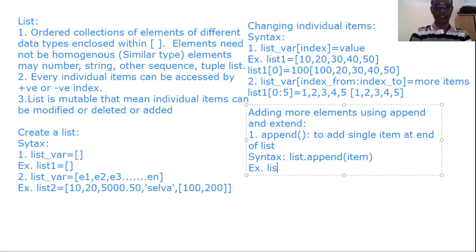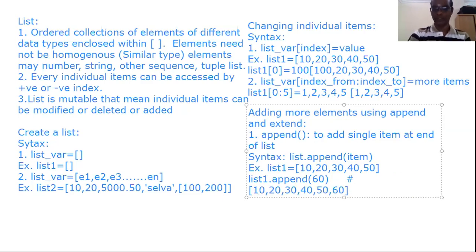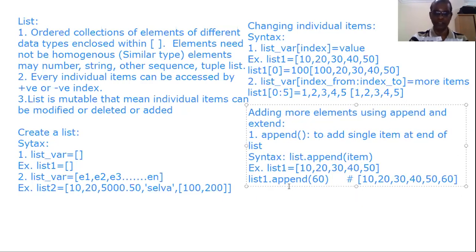Example: list1 is 10, 20, 30, 40, 50. So I want to add 60. list1.append(60). Now list1 contains 10, 20, 30, 40, 50, 60. So the new element, that is 60, will be appended at the end of the list.